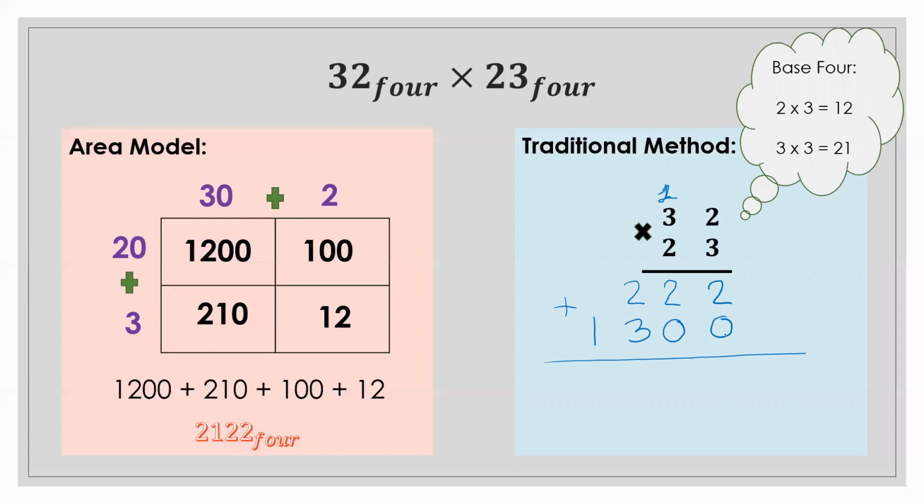Okay, so 2 plus 0 is 2. And remember, we are in base 4. So 3 will need 1 to make a group of 4. Okay, so that would be 1, 1. 3 plus 2 is 1, 1.